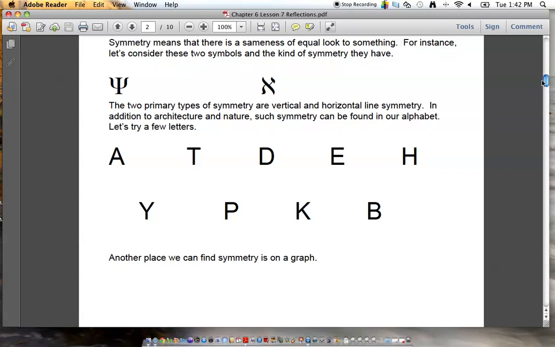Okay, so I have a whole bunch of characters here from different languages, mostly English, and I want to show you the symmetry. Take a look here. See how it's the same on both sides of that red line? We would call that vertical line symmetry. Vertical, why? Because what direction does that line go in? It's vertical. Up and down means vertical.